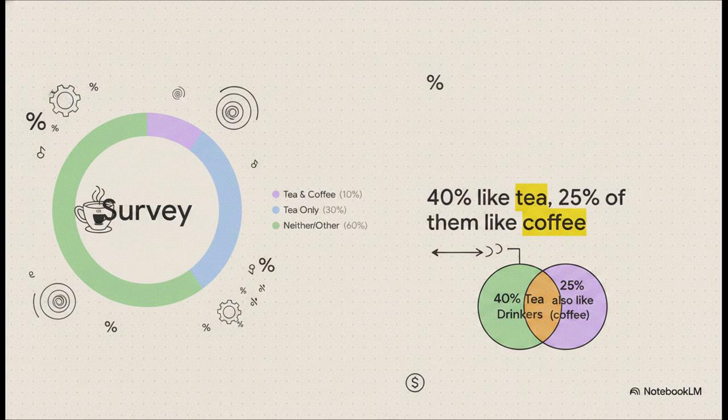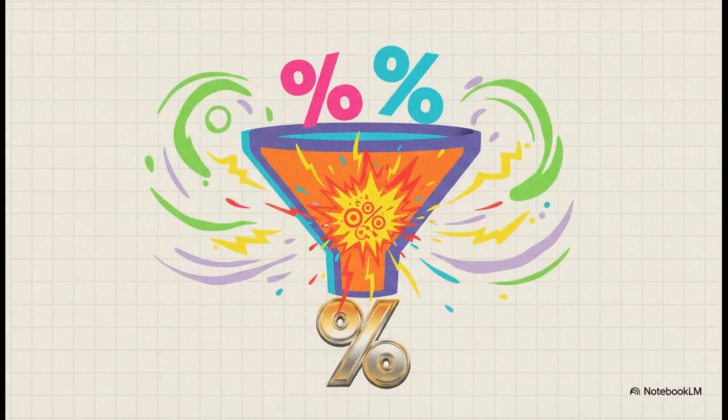In a survey, 40% of people liked tea, okay? But among those tea drinkers, 25% also liked coffee. So how many of the total respondents liked both? Visually, if you look at it, we are talking about a slice inside a slice, a percentage of a percentage. And this brilliantly illustrates our multiply shortcut. To find a percentage of a percentage, you definitely don't need to set up some massive convoluted equation. Just multiply the two percentages together and divide by 100.